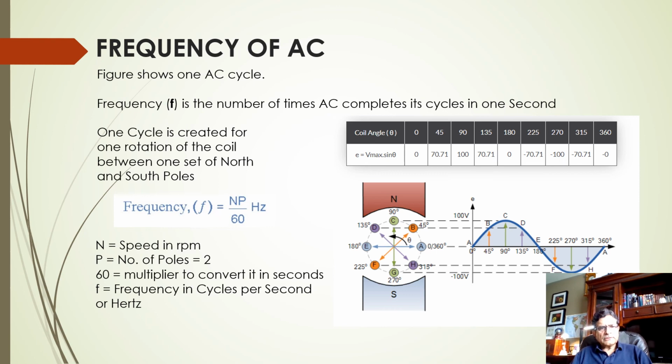So we already talked about that. N is the speed in RPM, P is the number of poles, in this case 2, 60 is the divisor to convert into seconds. F is the frequency in cycles per second or hertz. I already described that in Pakistan and India it is 50 hertz, and in US influenced countries it is 60 hertz. And one point to note, these two frequencies are for domestic electricity or industrial electricity.